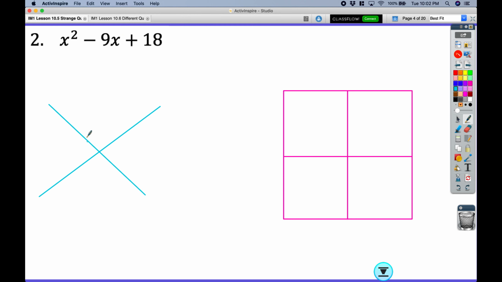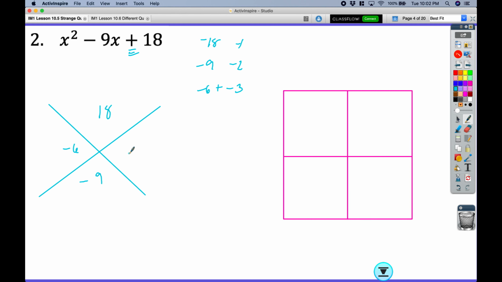I'm looking for values that multiply to 18 and add to negative 9. So when I look at this, I got 18 and 1, 9 and 2. Oh, and since I'm multiplying these, and it multiplies to a positive and adds to a negative, I know that these are both negative. Alright, so let's continue. I got 3 and 6, and there you go. When I add both those together, I'll get negative 9.